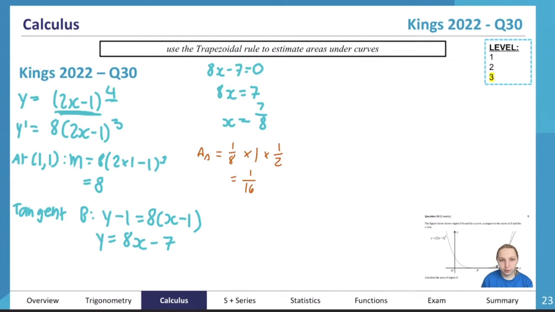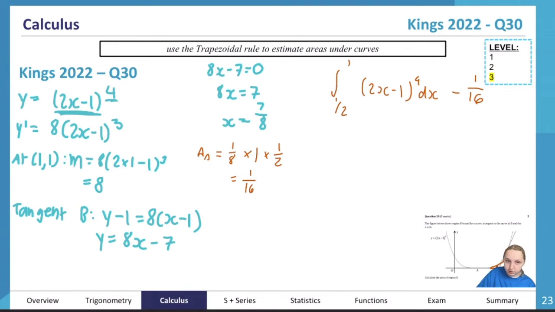Okay, so how can we find that area R? We're going to do the integral from 1 to a half of (2x minus 1) to the 4 dx, minus the area of the triangle that we found. Because what we're doing is finding the area from this point down here for our curve, and then we just need to subtract the area of our triangle off in order to find just the area of the curve itself.